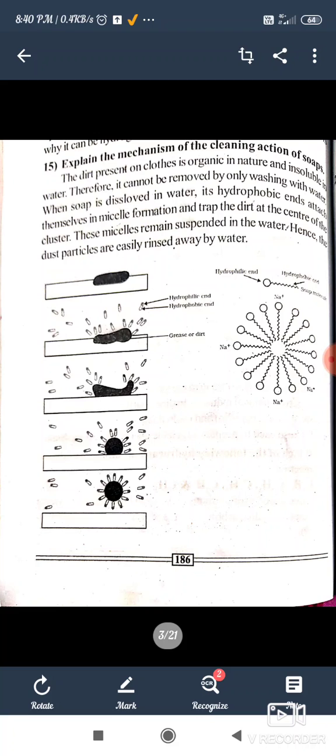When soap is dissolved in water, its hydrophobic ends attach themselves in micellar formation and trap the dirt at the center of the cluster. The micelle remains suspended in the water, hence the dust particles are easily rinsed away by water.